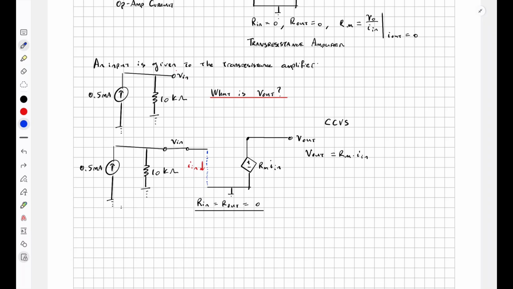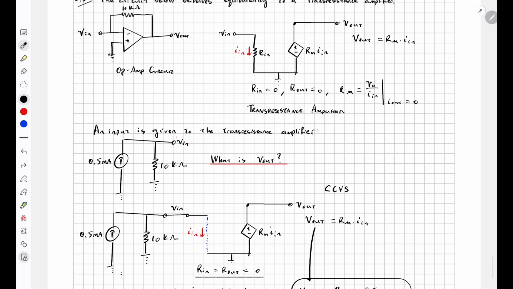If I put this virtual short circuit here, you can see that theoretically the path for this input signal can eventually reach the ground without encountering any resistance. So we can see that In is equal to 0.5 milliamps. Then Vout is equal to Rm times 0.5 milliamps. So we have one more unknown, which is this Rm. What is Rm?